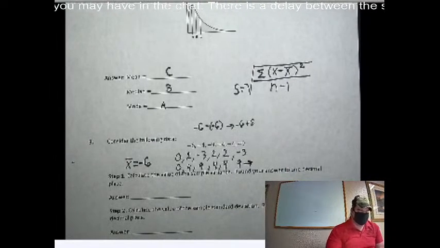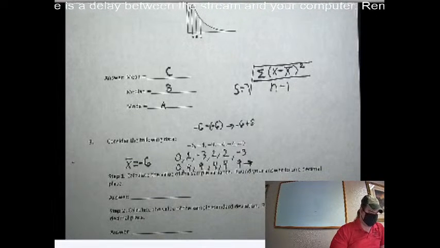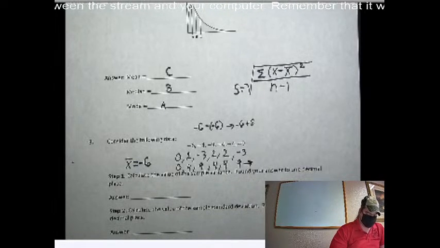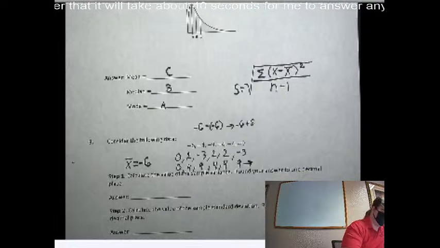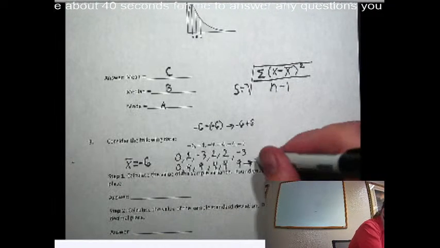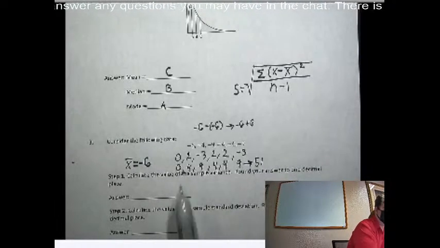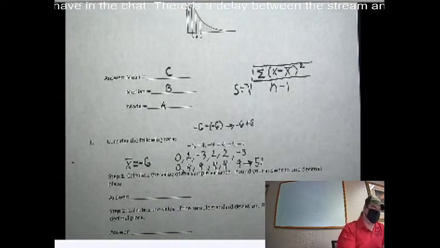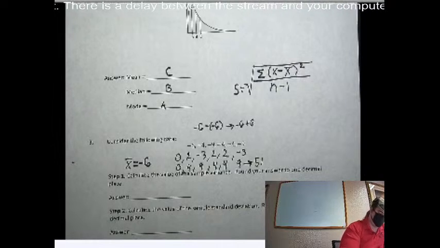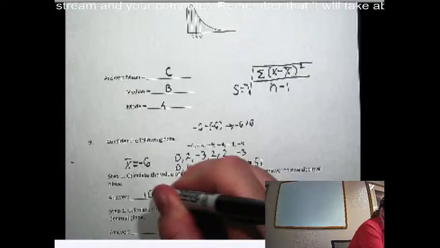So 0 plus 4 plus 9 plus 4 plus 4 plus 9. Let's see. 4 plus 9 plus 4 plus 4 plus 9 gets us 51. And now we need to divide that by n minus 1. So what is our n? Let's see. 6. So n minus 1 is 5. So divide 51 by 5, and we get 10.2. So that's our variance.